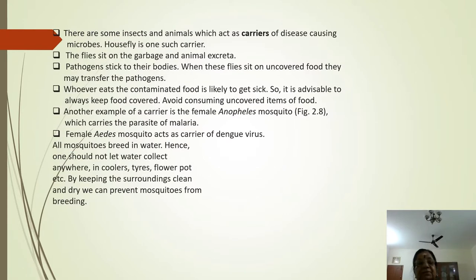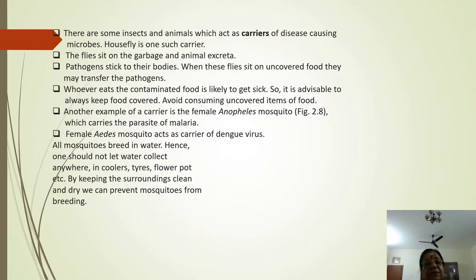Okay, now there are some insects and animals as carriers. There are some insects and animals which act as carriers of disease causing microbes. Housefly is one such carrier. The housefly normally sits on garbage in the house, and when it visits other food, if it carries any germ, that will cause food spoilage. Right? The flies sit on garbage and animal excreta. Pathogens stick to their bodies. When these flies sit on uncovered food, they may transfer the pathogens. Whoever eats the contaminated food is likely to get sick.